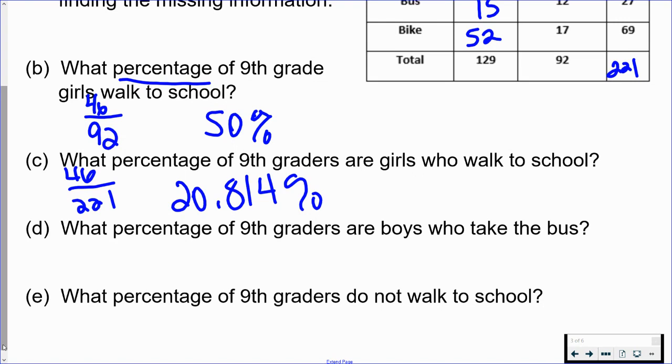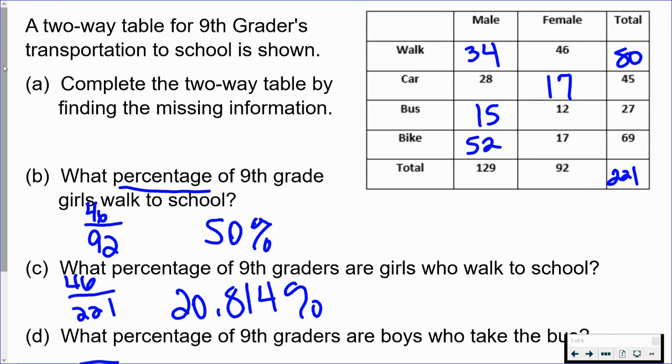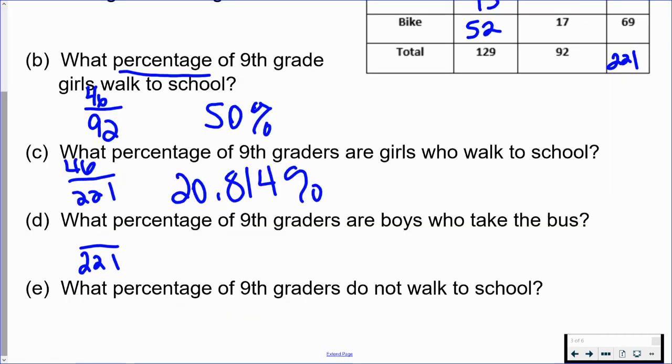Part D, what percentage of 9th graders are boys who take the bus? Okay, so it's still asking percentage of 9th graders, so that bottom number is still 221. Okay, top number needs to be the boys who take the bus. So let's take a look. If I can go back up. Males who take the bus is 15. Okay, so our top number here is 15. If we take 15 divided by 221, we want the percentage, so that would be 6.787%.